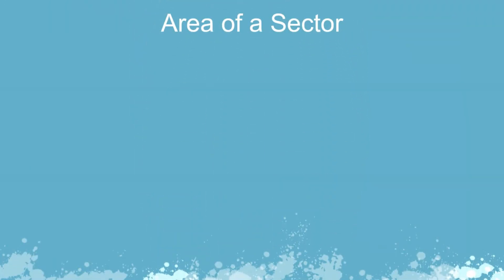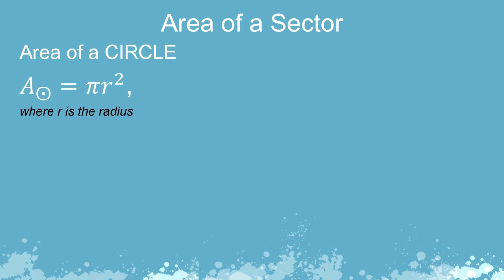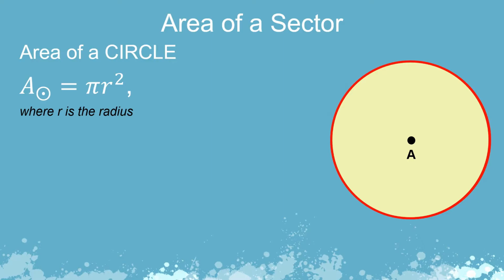Now let's proceed with the area of the sector. Since we're talking about area, we should also remember that the area of a circle is equal to pi r squared, where r is the radius of the circle. When you get the area of a circle, let's say circle A, we take the region bounded by the whole circle. But for this one, we're going to get the area of the sector, so we're just going to get a portion of the area of the circle.